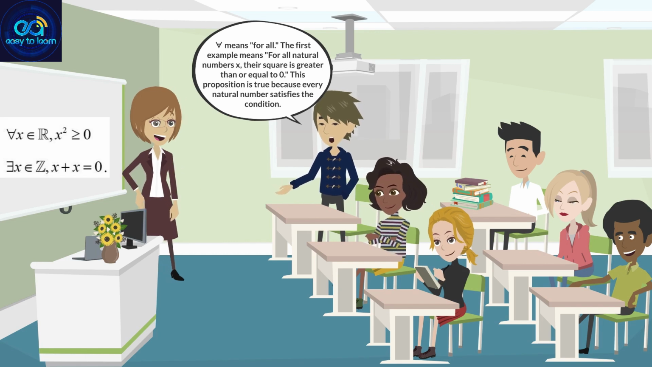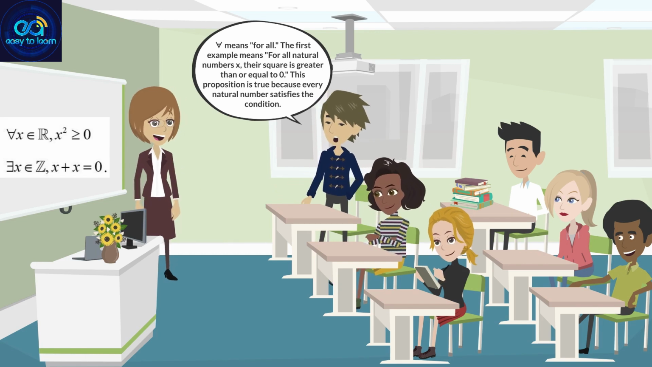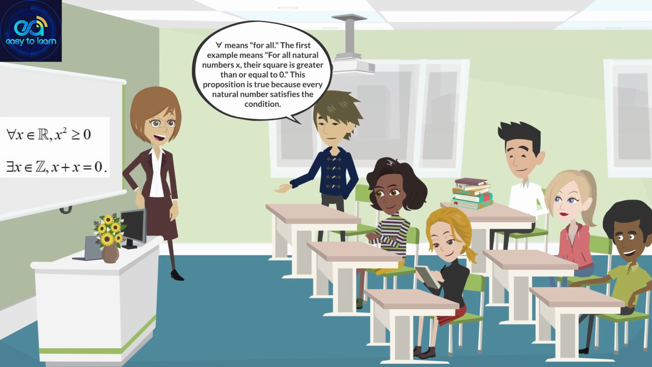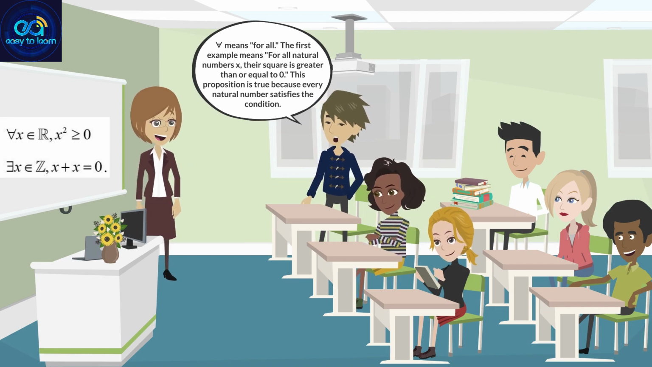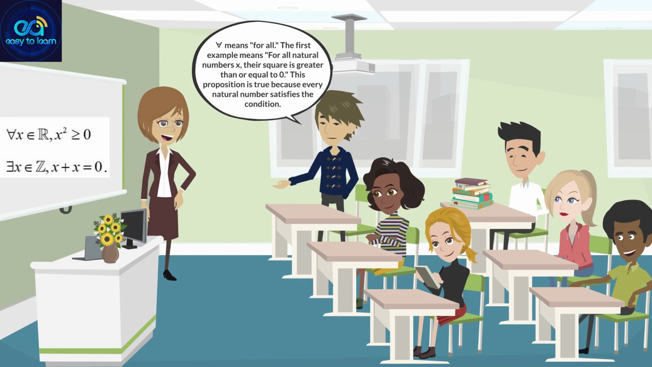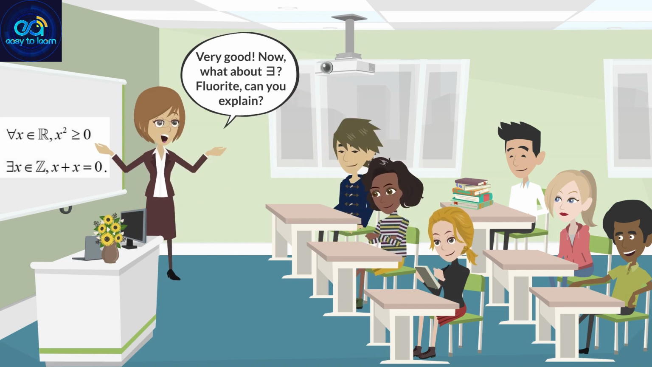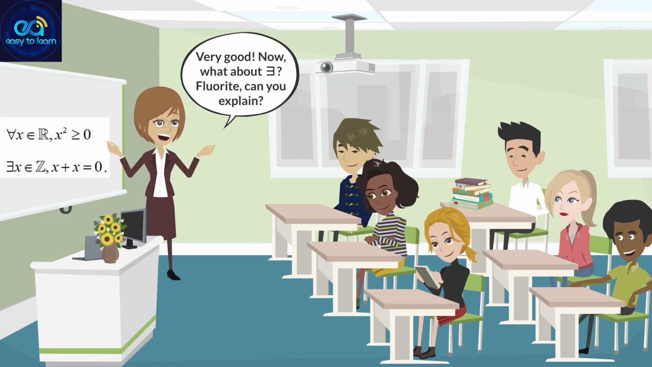The first example means for all real numbers x, their square is greater than or equal to 0. This proposition is true because every real number satisfies the condition. Very good. Now, what about the mathematical symbol exists?